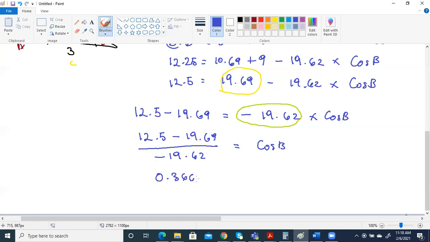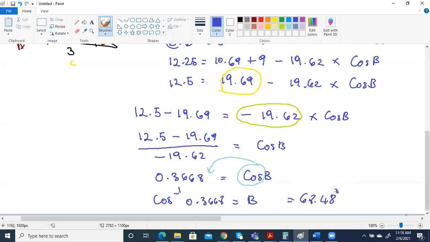Yes, 0.3668 equals cosine B. So again, you now have to think about moving this cosine B so you can get B by itself. That will leave you with the inverse cosine: cosine inverse 0.3668 equals B. If you plug that in your calculator, you get 68.48 degrees.